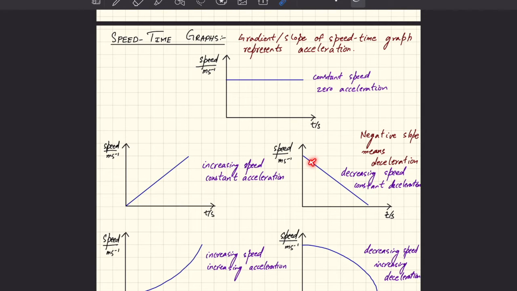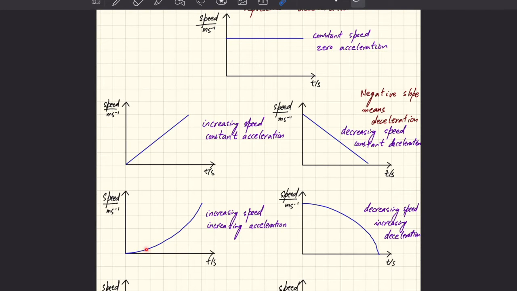If I look at this graph, I can see speed is decreasing, hence the body must be decelerating. Since the graph is a straight line, that means that the speed is decreasing at a constant rate. So the deceleration is constant here. So this body is moving with constant deceleration.